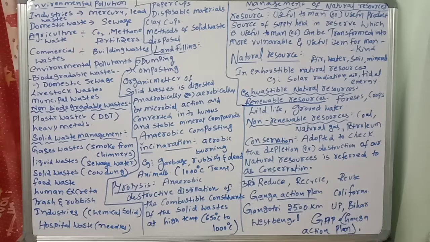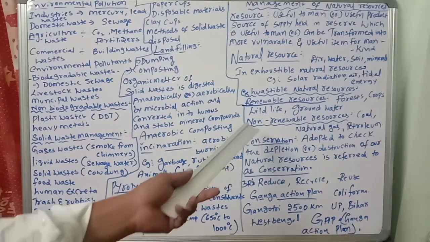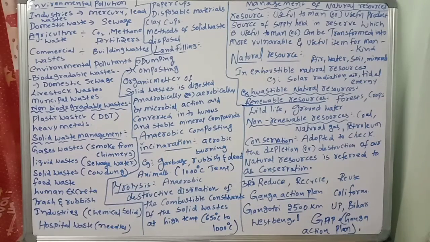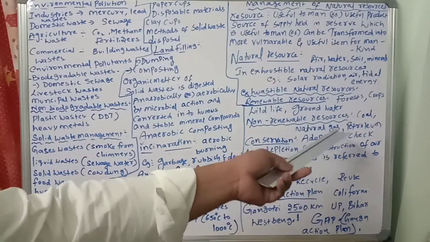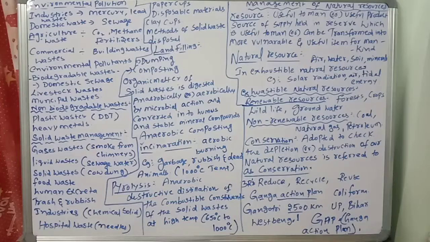What's the meaning of renewable resources? After utilization also we will get them back, in that sense they are called renewable resources: forest, crops, wildlife and groundwater. Non-renewable resources: coal, natural gas, petroleum. They won't come back after utilization, so they are called non-renewable. So we have to conserve these non-renewable resources. What's the meaning of conservation? Measures adopted to check the depletion or destruction of our natural resources.